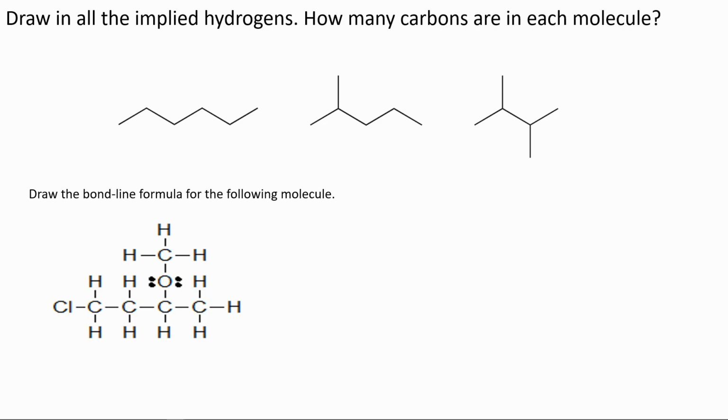So let's take a moment and draw out all of the implied hydrogens for these molecules. How many carbons are found in each of these molecules? Also take a moment and draw the bond line formula for the following molecule. By the end of this chapter, you should be able to convert readily back and forth between the bond line formula and the Lewis structure.